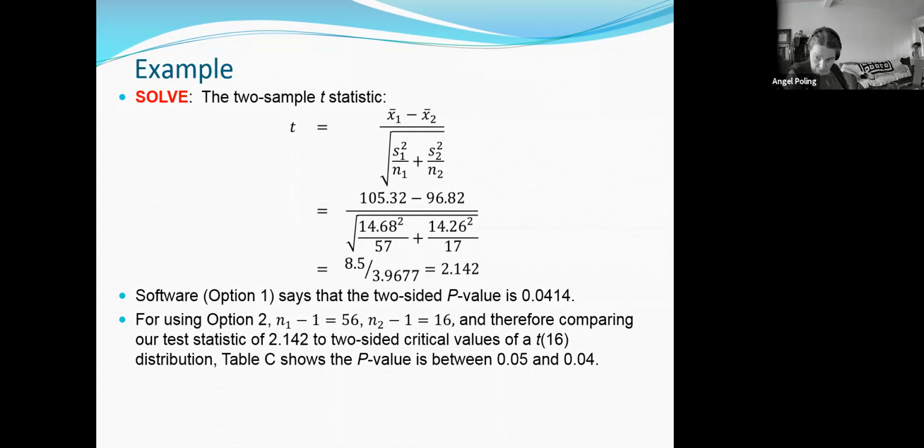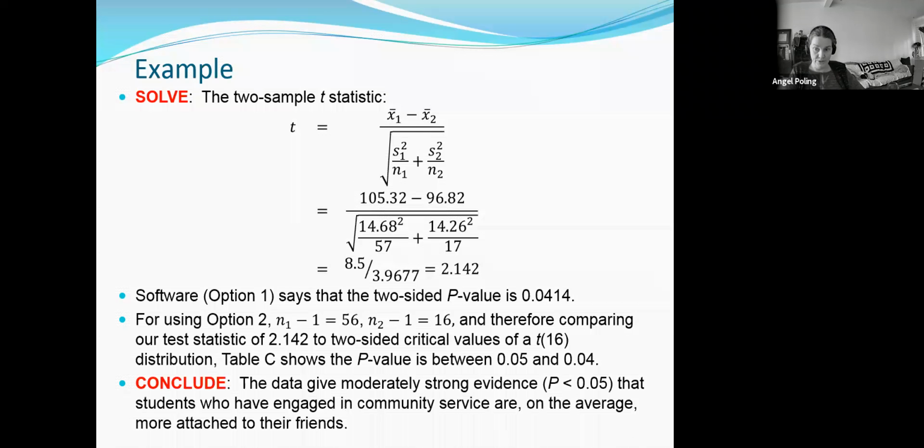So what they do is they go to table C, you go to the degrees of freedom 16 row, and you find the two t-scores that 2.142 is between. Then you follow those two columns to the bottom of table C until you're in the two-sided test row. And that is then the two p-values that they give, 0.05 and 0.04.